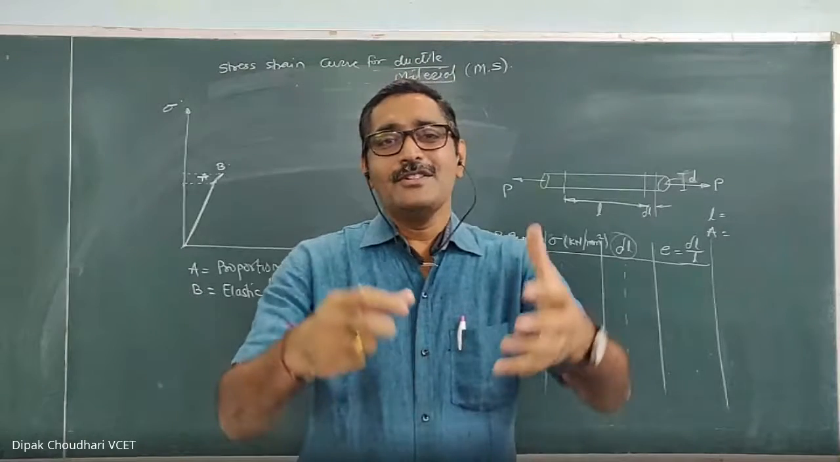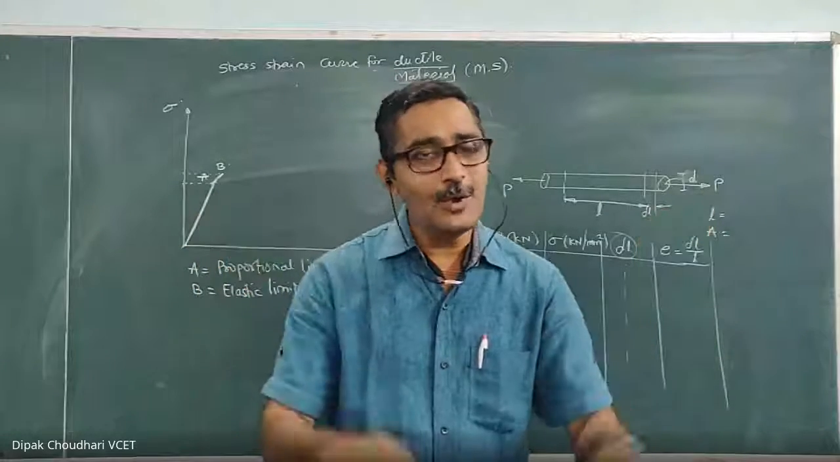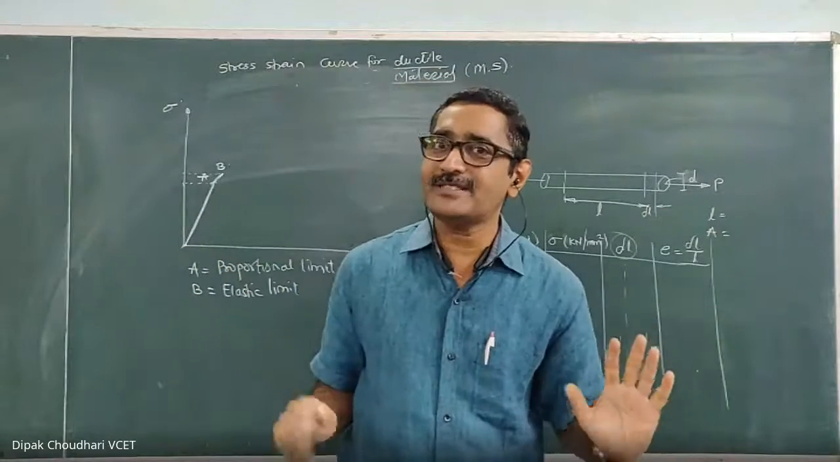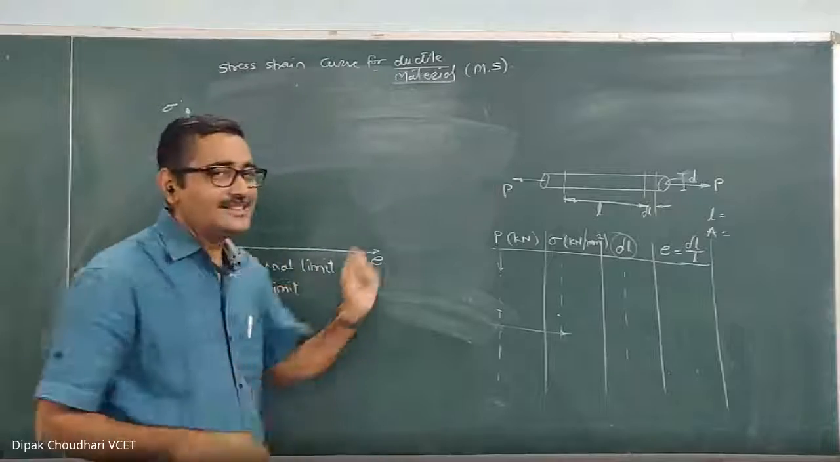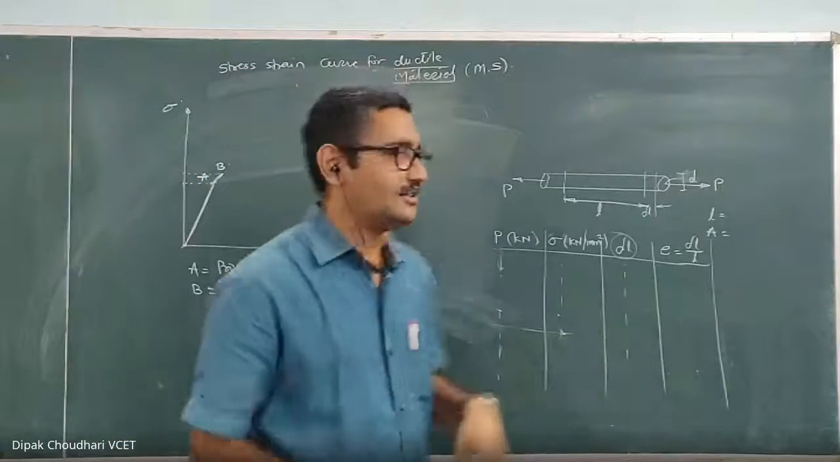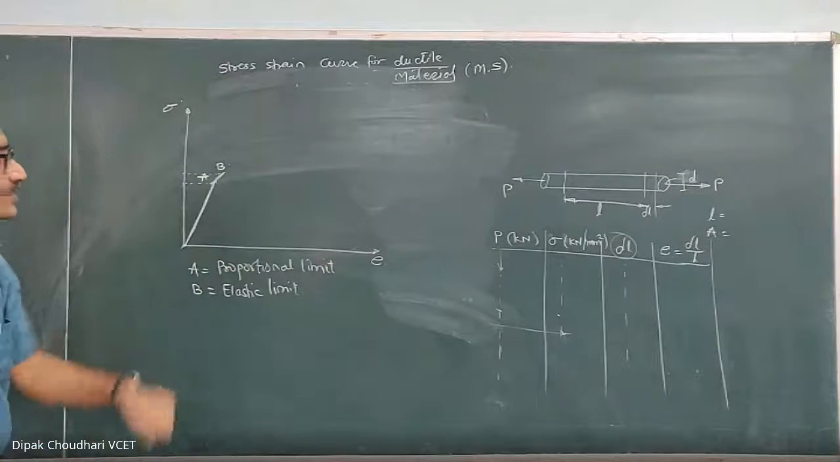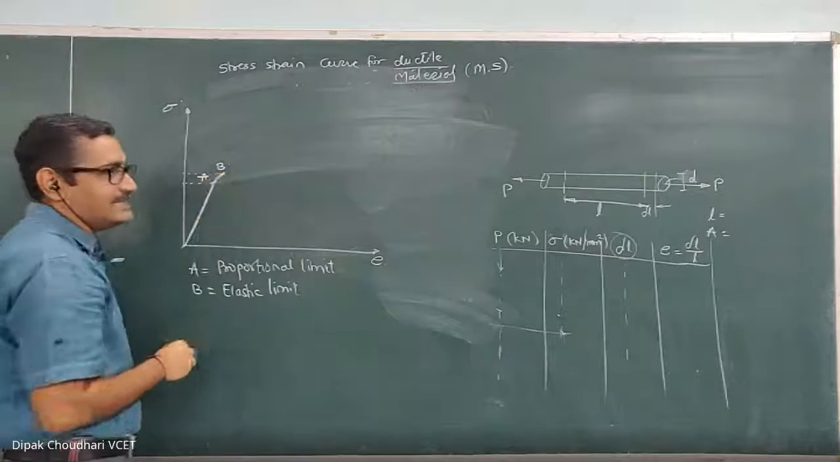Okay, as long as the force is there, it will elongate, and once we remove the force, it will come back to its original shape and size. Okay, means the material is in the elastic zone. There won't be any permanent state of deformation. So that limit is known as the elastic limit. What is the importance of this? I will tell you later. Okay, so this is the elastic limit.